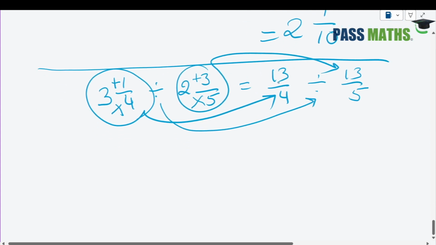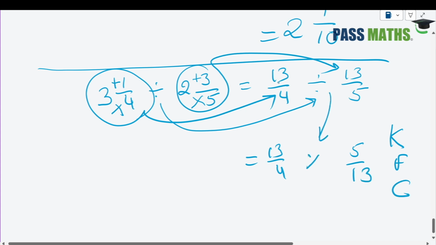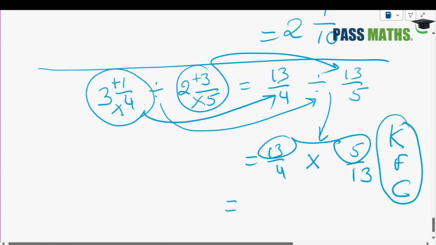Now we have to go to our KFC. Keep the first one the same, 13 over 4. Flip the next fraction over. Then change the symbol, division to times. KFC, remember this again and again. So then top number times top number: 13 times 5 is 65, and 13 times 4 will be 52.